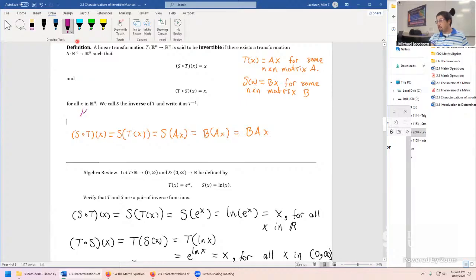Let's write this in as a comment. Matrix multiplication can be viewed as function or transformation. I'll go with just function composition.